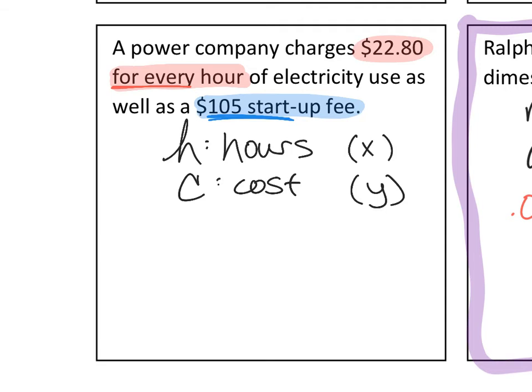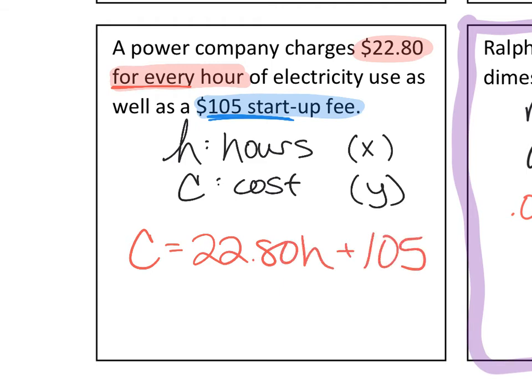So we're going to say that this equation would be the cost is $22.80 per hour plus that 105 startup fee. If you used x's and y's, yours would look like this: y equals 22.80x plus 105. How did we do? Those of you who made mistakes, do we see why? No? Can you ask a question then?